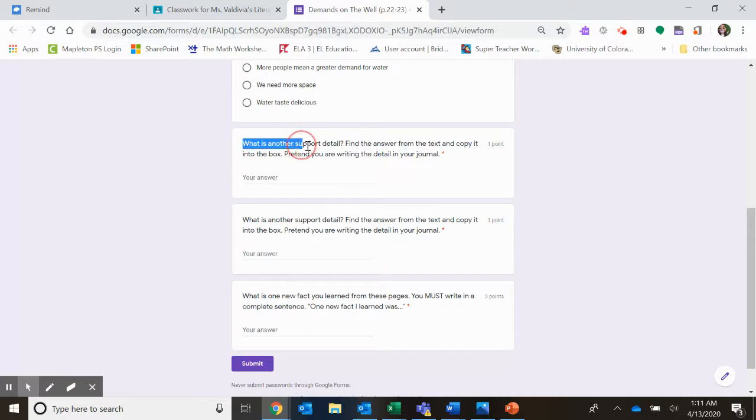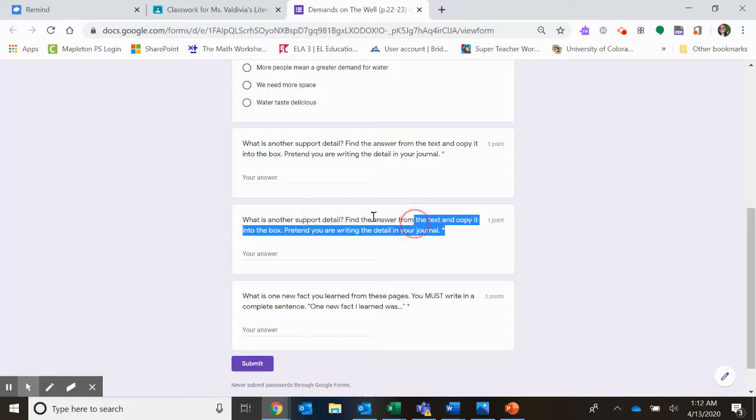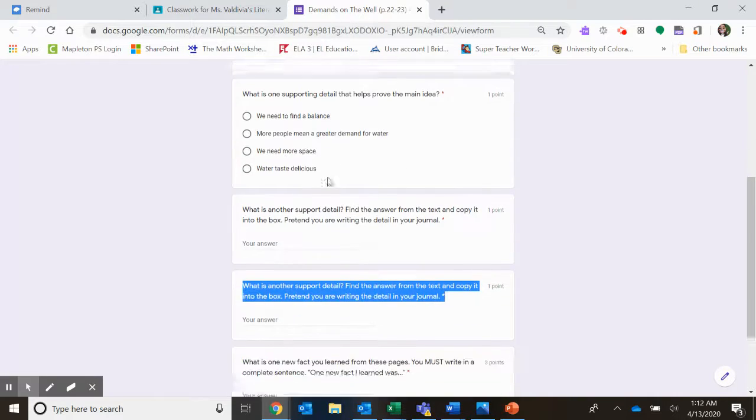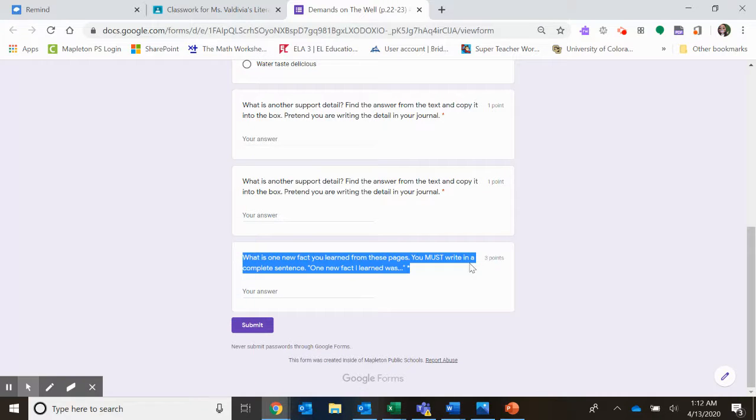So you'll write, what is another supporting detail? You're going to find the answer from the text and copy it into the box. So pretend like you're writing in your note catcher in our books at school. Same thing, find another supporting detail. And this is just copying a fact from those pages that you read that proves whatever you selected for the main idea. Okay? And then the last piece, this is a 3-pointer.